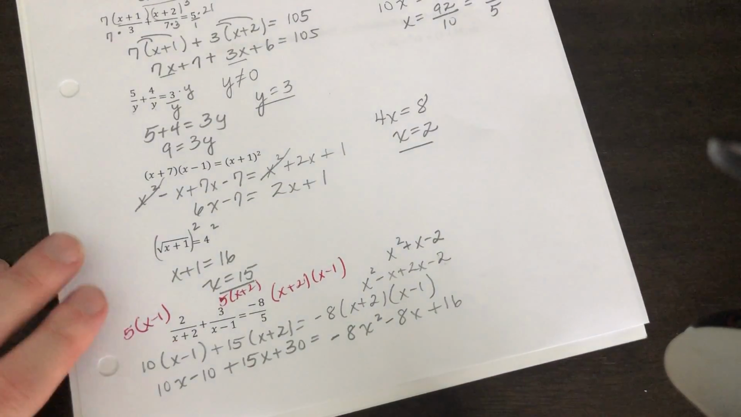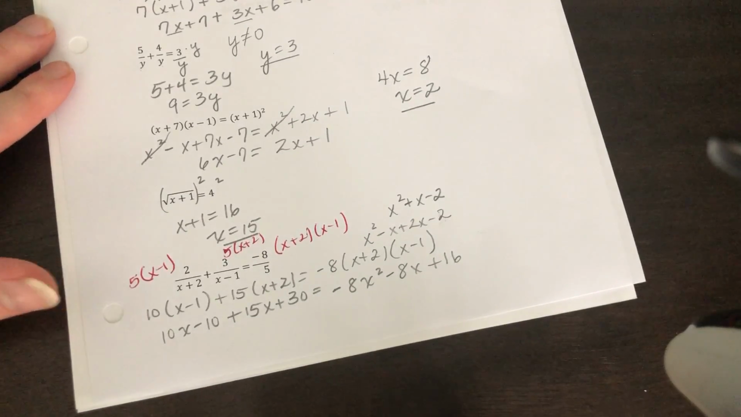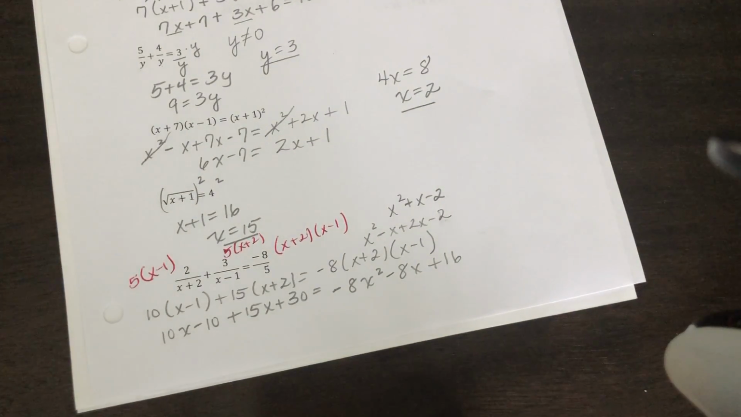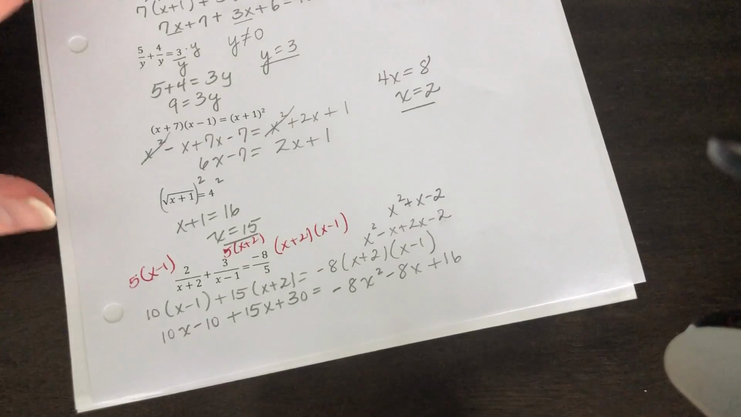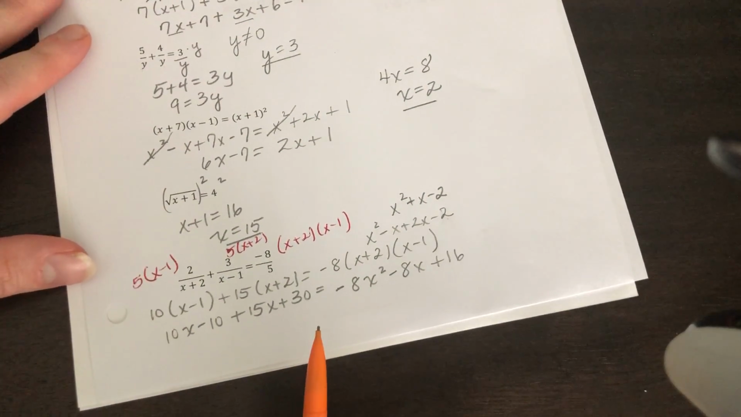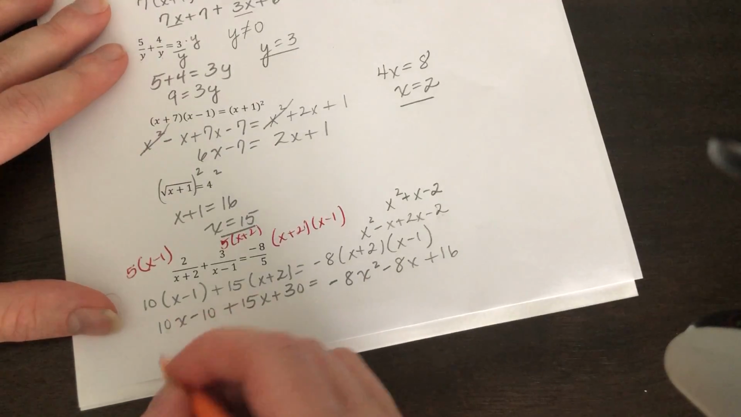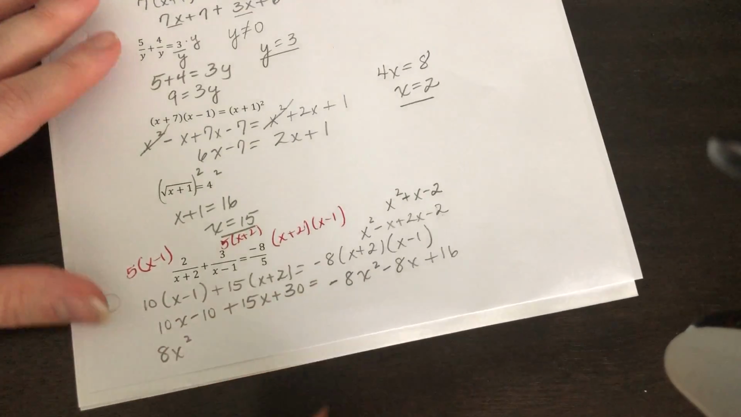Okay? Now, anytime we're solving something with an x squared in it, you're going to have to make sure that you set it equal to 0. And we're going to learn this in the upcoming lessons. Okay, so let's combine all our like terms. I'm going to move everything to the left side. So we get 8x squared.